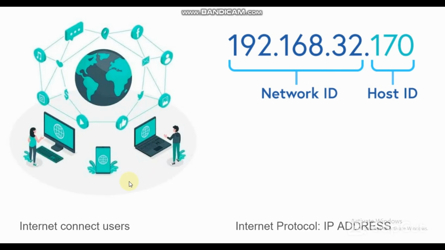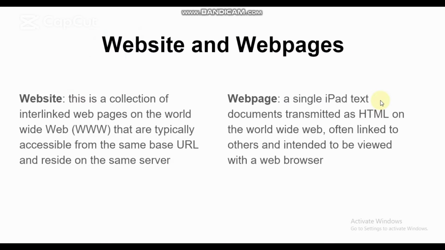So I've been saying internet protocol from the last slide. IP is just internet protocol. So the IP address is just the address that enables this communication to be possible, just like 192.168, and that is the network ID. Then the host is 170 in this case. So now we access the internet through a web page or a website.